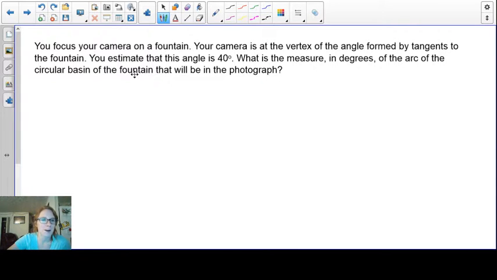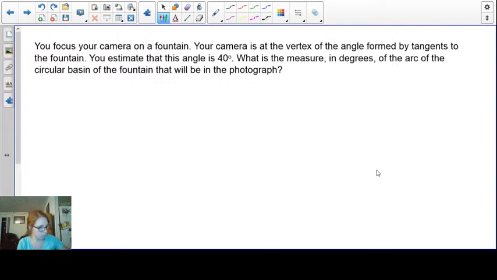All right, word problem. Whoop whoop. So you focus your camera on a fountain. Your camera is at the vertex of the angle formed by tangents to the fountain. You estimate that angle is 40 degrees. What is the measure in degrees of the arc of the circular fountain in the photograph?